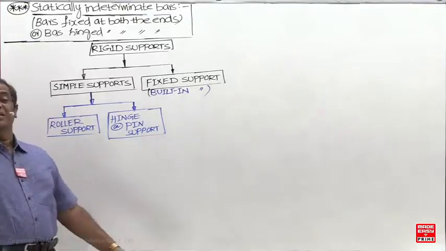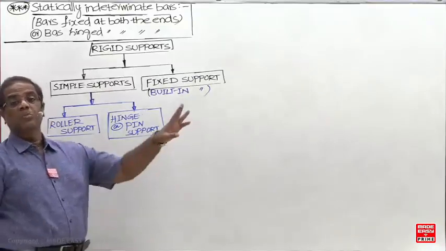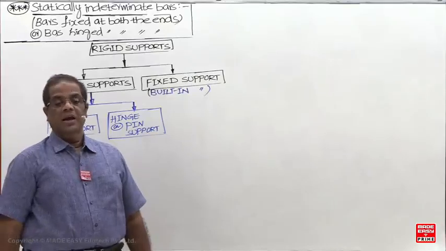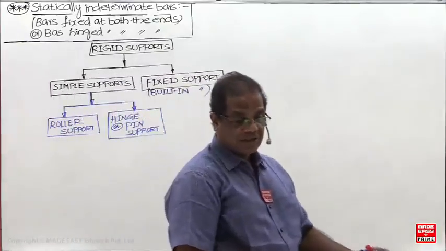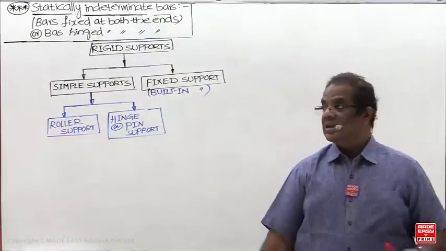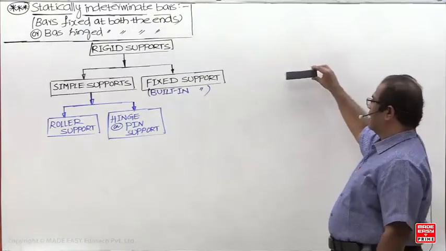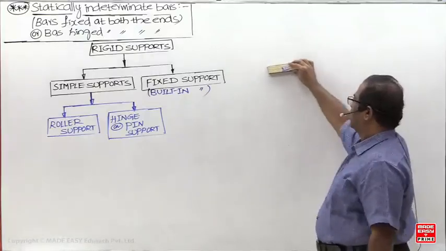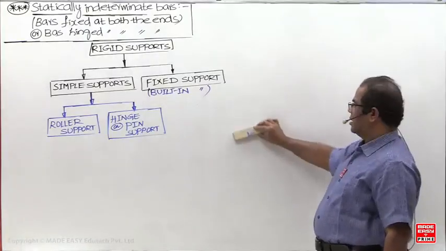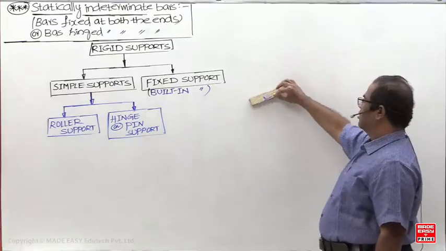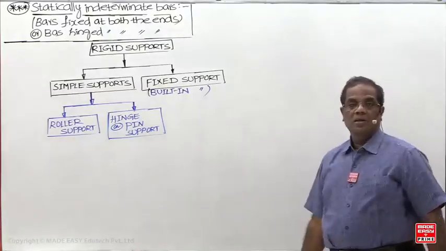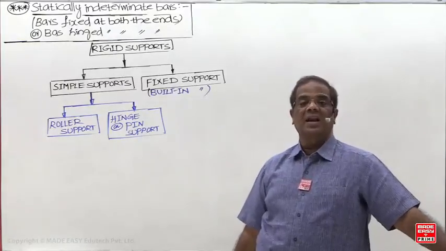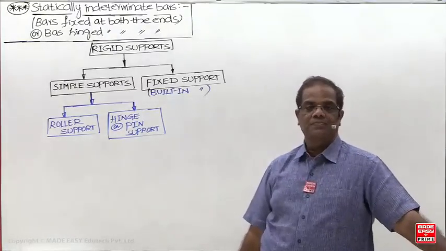How many motions are possible in a plane? In a plane, three motions are possible: axial motion, vertical motion, and rotation. If we consider this duster, or the board, as a plane, how many motions will we get? Axial motion, vertical motion, and rotation. So always in a plane there are three motions possible: vertical, axial, and rotation.